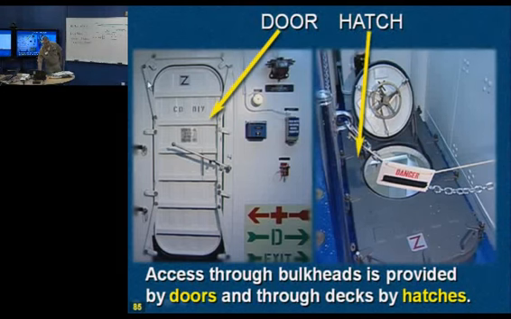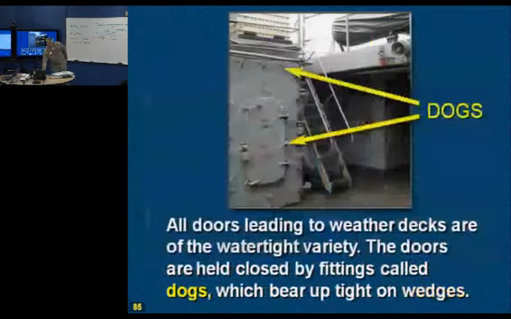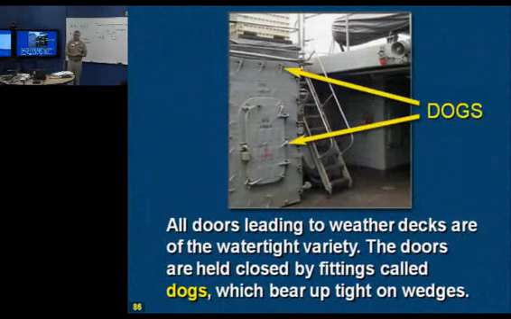And it's all because, depending on what you're going against, what you don't want is water in the people tank. And you don't want a lot of water in the people tank, so by closing these watertight devices, you can limit the flooding on the ship. So that some compartments can get flooded, but you won't sink. Okay? All doors leading to weather decks are of the watertight variety. That would make sense. You don't want it out in the ocean.